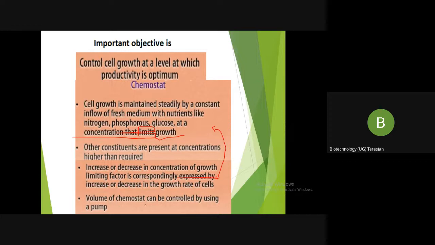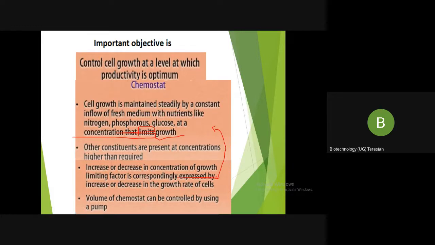The volume of the chemostat can be controlled by using a pump. Okay, because this is very important, I should know which nutrients I should limit, so that the particular microorganism's growth rate can either increase or decrease. Okay, so here everything should be in the exponential phase, that is, in a multiplying phase, or the log phase. See, if one is going at a faster rate and one at a slower rate, what happens? There is no uniformity. That is why we limit the nutrition.